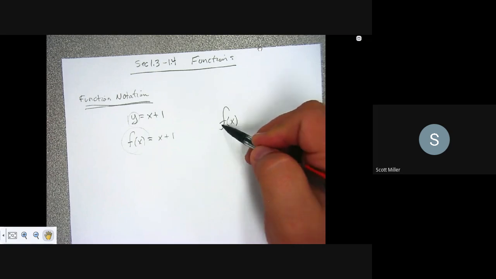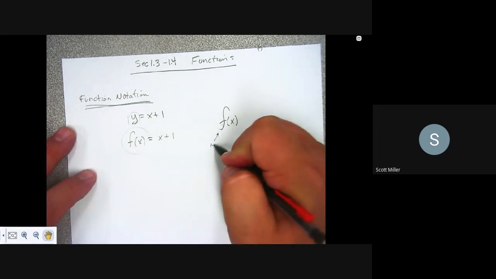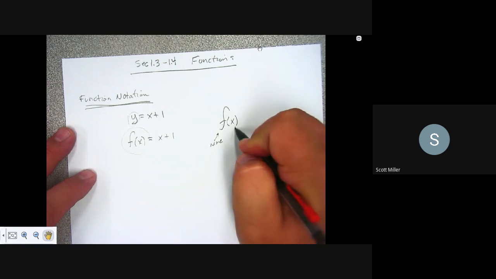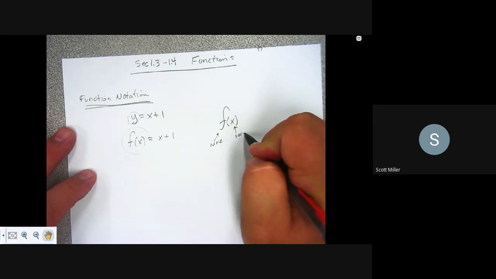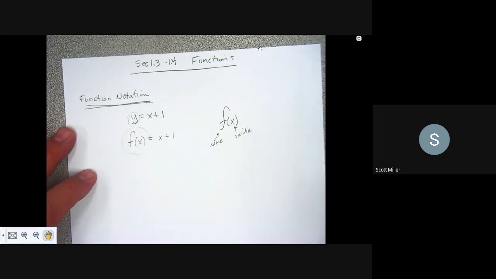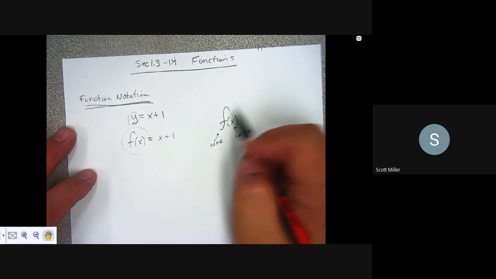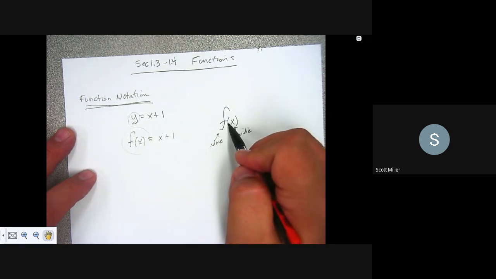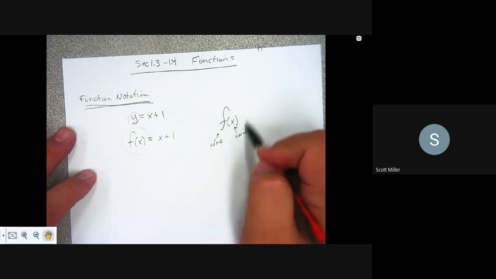F is the name of the function. This is the name, and this is the variable that is going to be used. Okay? It has to be two parts. This does not mean times. When I see something like this, it means function notation. Okay? It's very, very important that you remember that.